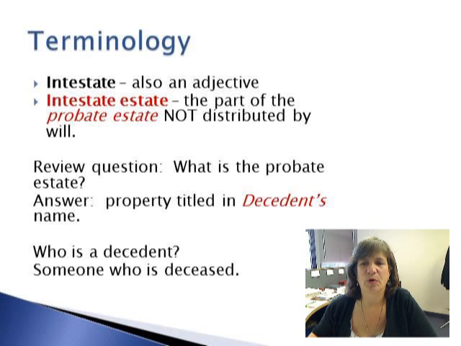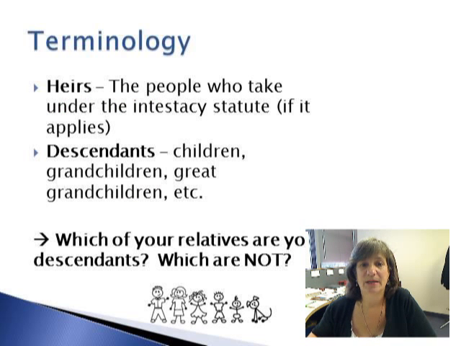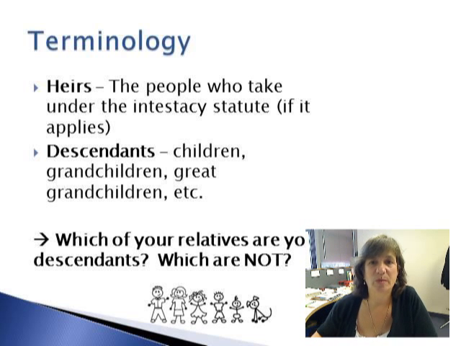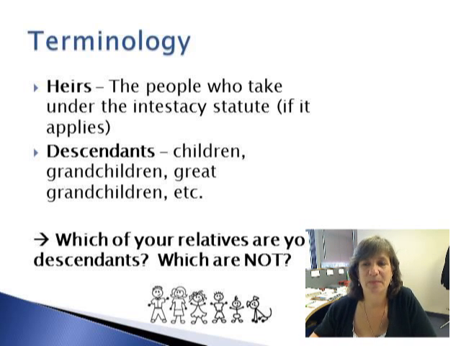Okay, so remember, probate estate, that was the property that's in the decedent's name, and the decedent is someone who's deceased. Okay, heirs are the people who take under an intestacy statute. And so if the person left a will, if the decedent died testate, then the heirs may not be the ones who are receiving the estate. Okay, so when we say heirs, usually we mean the people who are specified under the intestate estate.